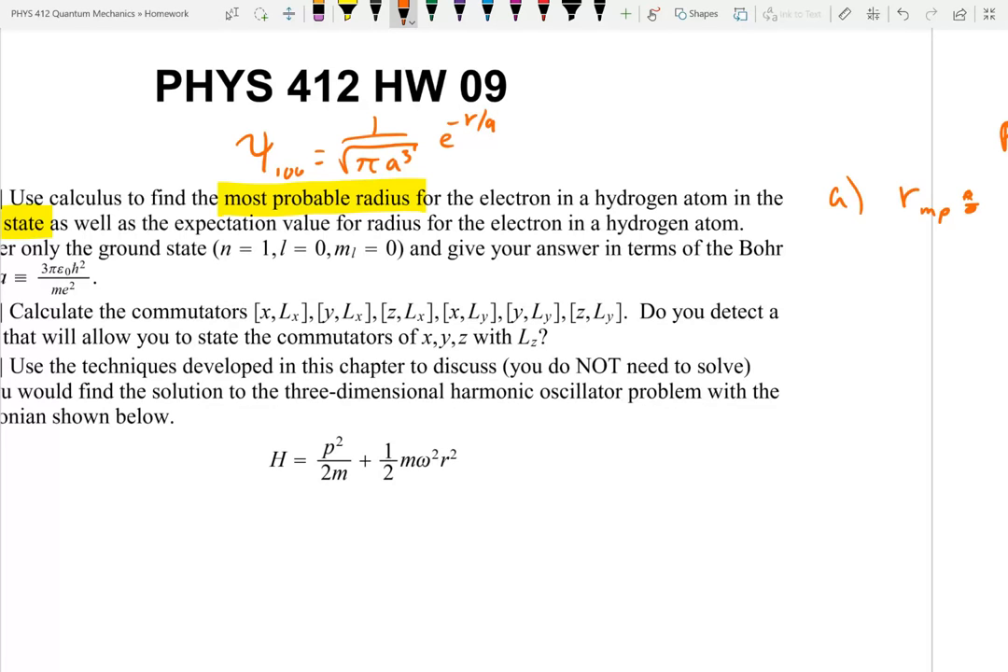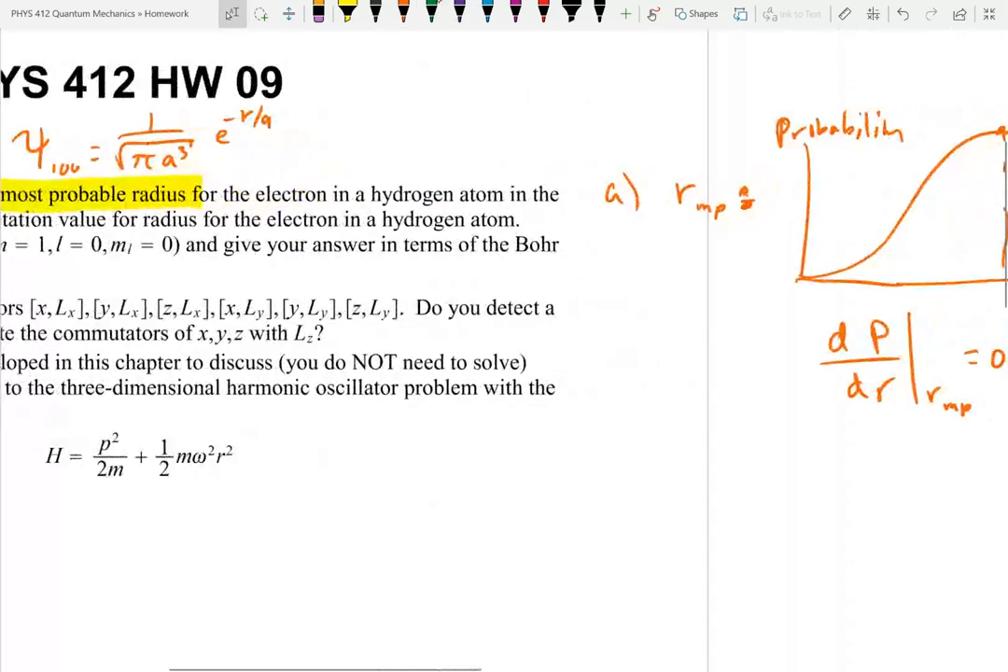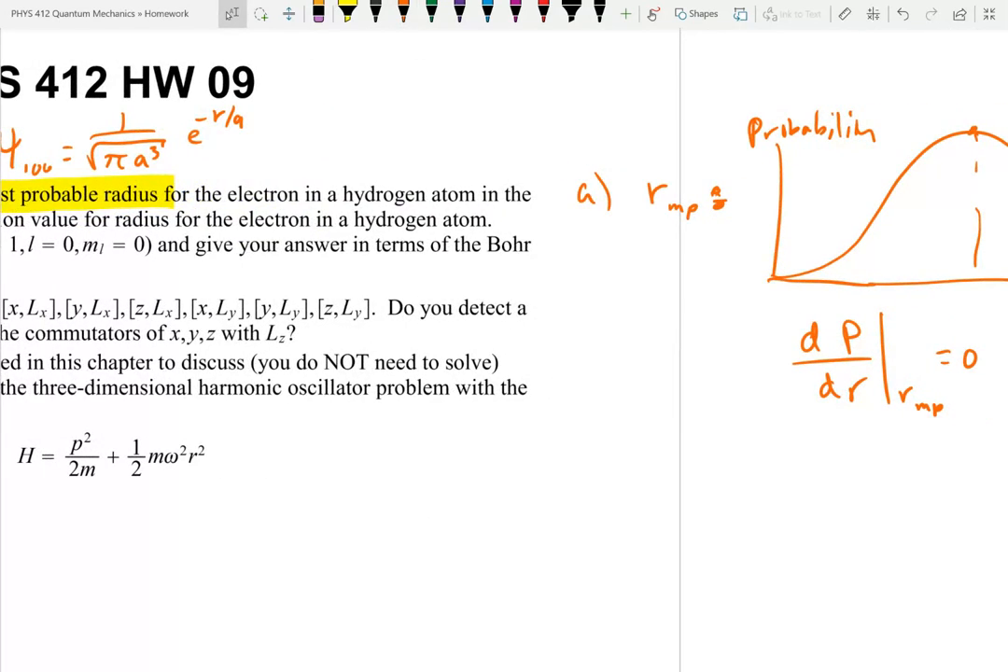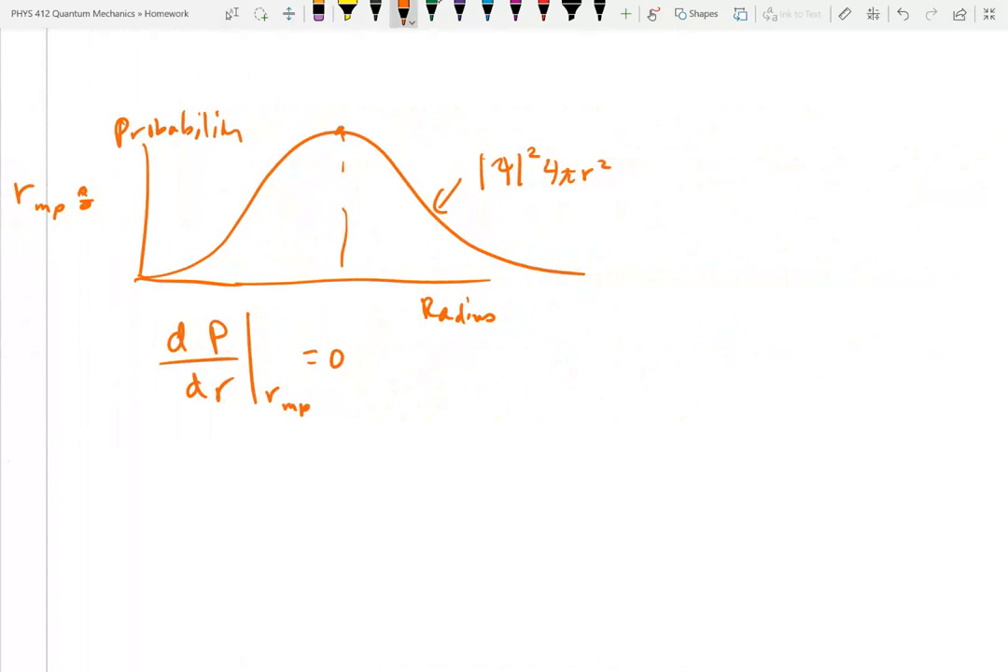Obviously, I could have given you harder ones, but as I said in class Monday, why give you something that's harder? It's the mechanics that I want to make sure you have down, not being able to do hard math. That's why you're taking differential equations and linear algebra. Okay, so that's how we do the first one. You're just going to take that psi 100, psi mod squared times 4 pi r squared is this function. You're going to take the derivative with respect to r, set it equal to 0.